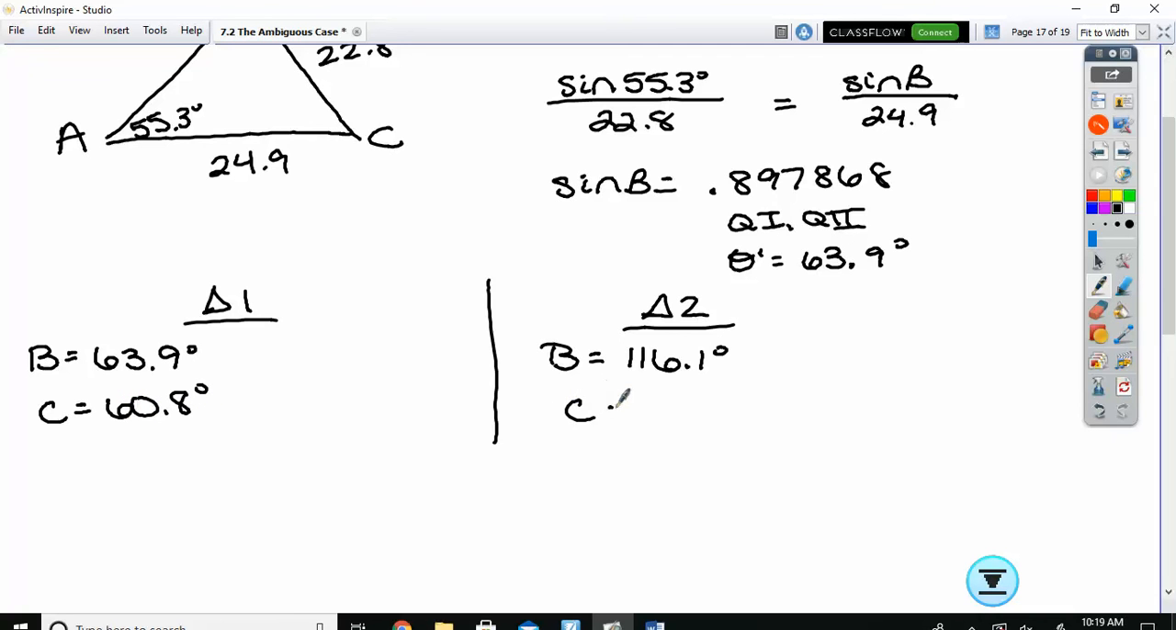If I went ahead and found C over here, if you did 180 minus the 116.1 and minus 55.3, we get 8.6 degrees. So do we have two triangles? Yes, as long as those are both positive, we've got two. For the 63.9 and the 116.1, you did 180 minus the reference angle. That's for quadrant 2. In quadrant 1, your angle is just equal to the reference angle.